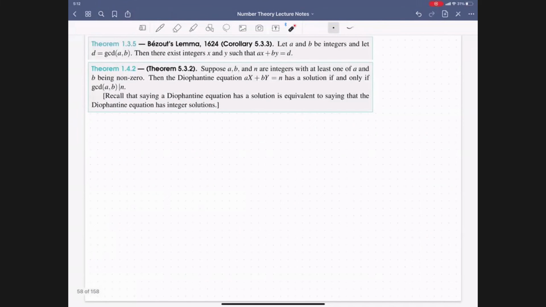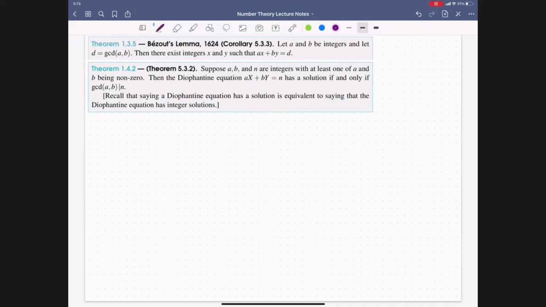Alright, so now that we have set the history, the tone, and brought up some questions that we're going to be focusing on throughout the term, let's go ahead and prove some things building on where we left off last time with Bezout's lemma. So we are going to now show the following statement. If a, b, and n are integers, and we know that at least one of a or b is non-zero, then the Diophantine equation ax plus by equals n has a solution if and only if the GCD of a comma b divides n.